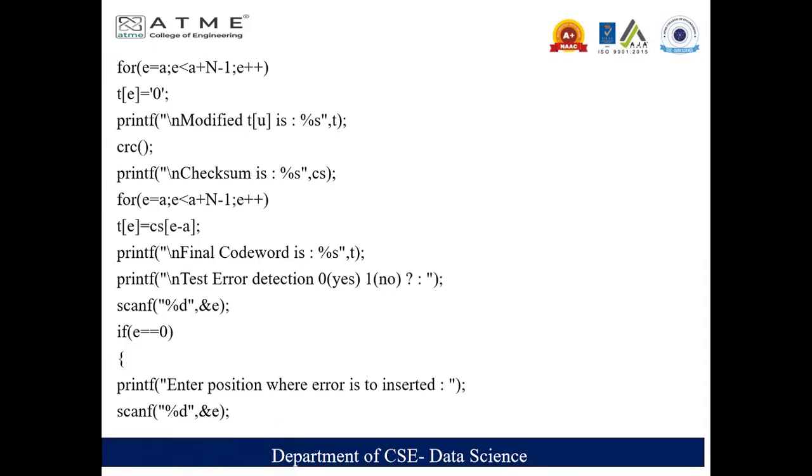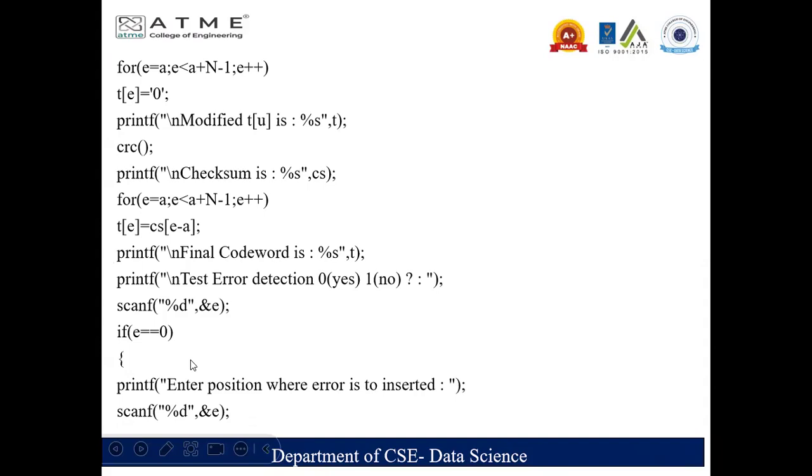Now it is going to ask the user whether you want to test for error detection, like if there is no error at all, or if you want to insert an error and check it again. So it gives an option to the user: test the error detection. If 0, it means you want to test it; 1 means no, you don't want to test it. So here it is going to store the value.